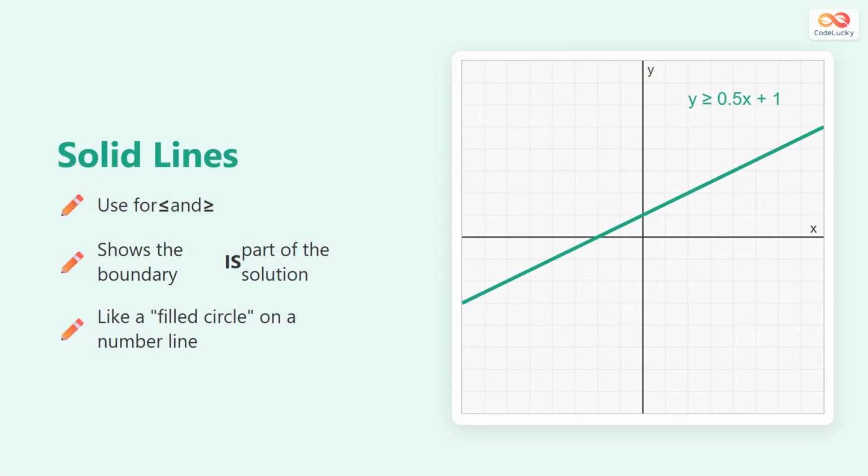Now let's look at solid lines. We use a solid line when the symbol is less than or equal to or greater than or equal to. This solid line indicates that the boundary is definitely part of the solution. It is just like filling in a circle on a number line.